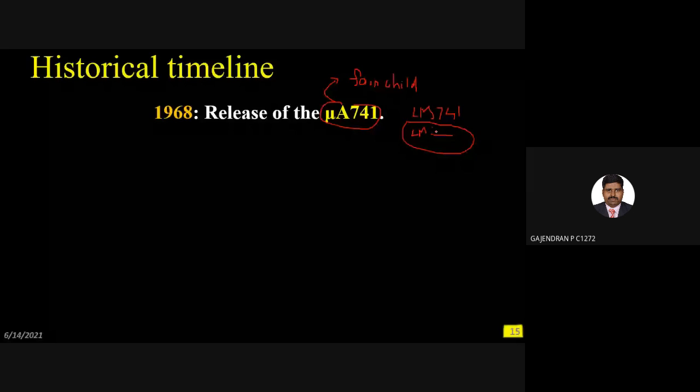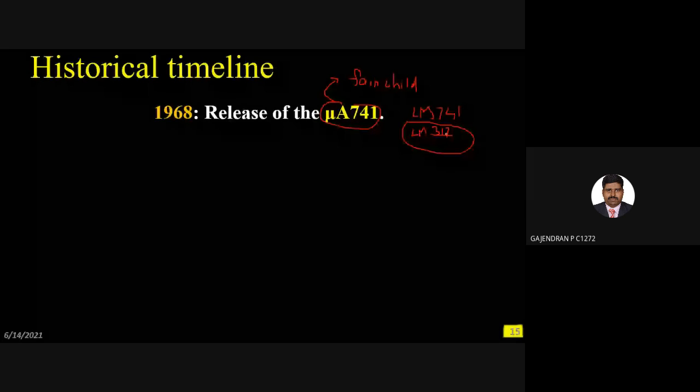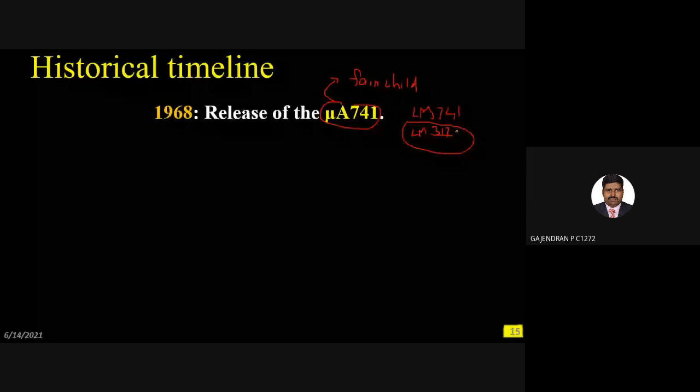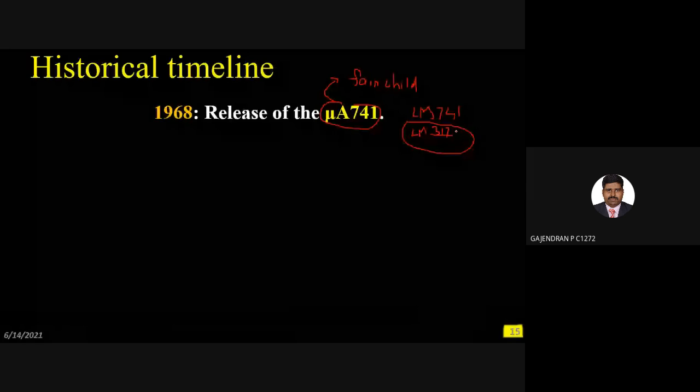LM317 we have seen, am I right? Was the LM317 a fixed IC regulator or a variable one? It was an adjustable voltage regulator. Also, we have seen LM337. There also you can see LM. LM is nothing but a manufacturer company name. It is nothing but National Semiconductor. So they are producing these LM series ICs.